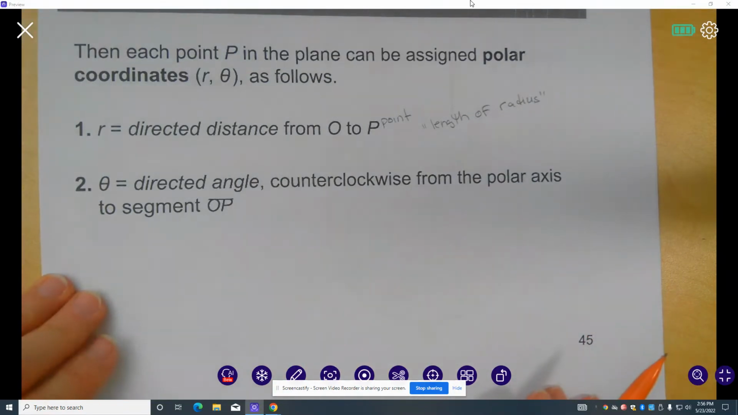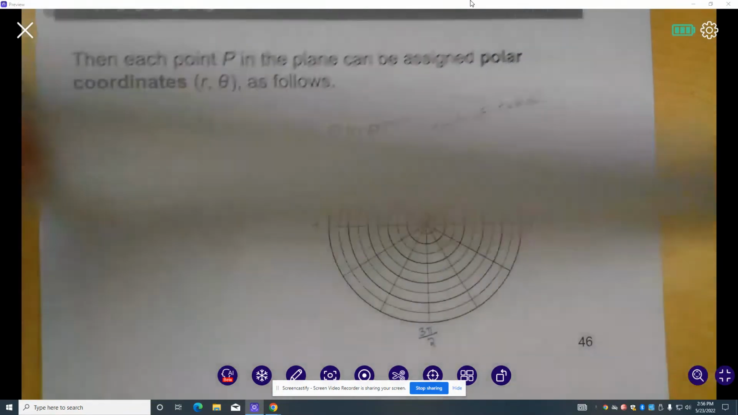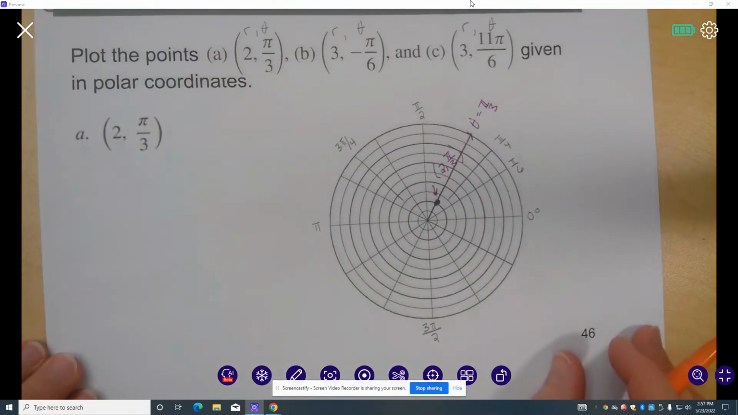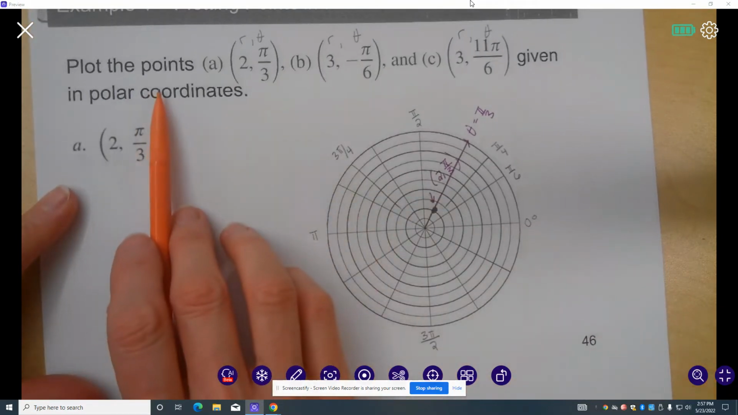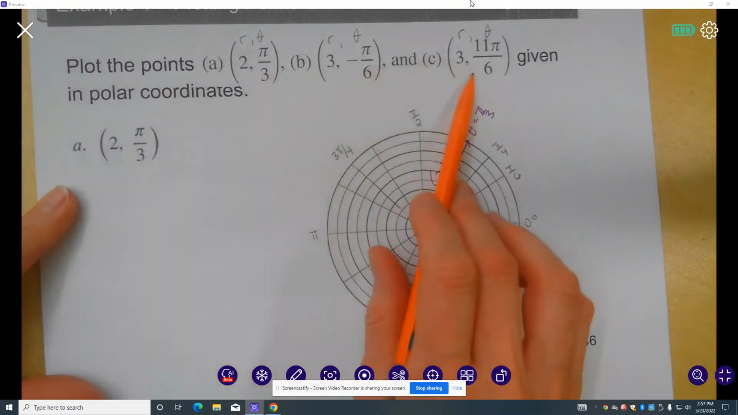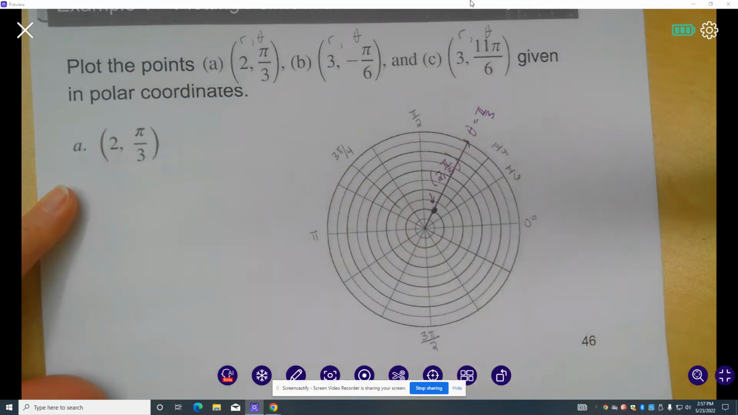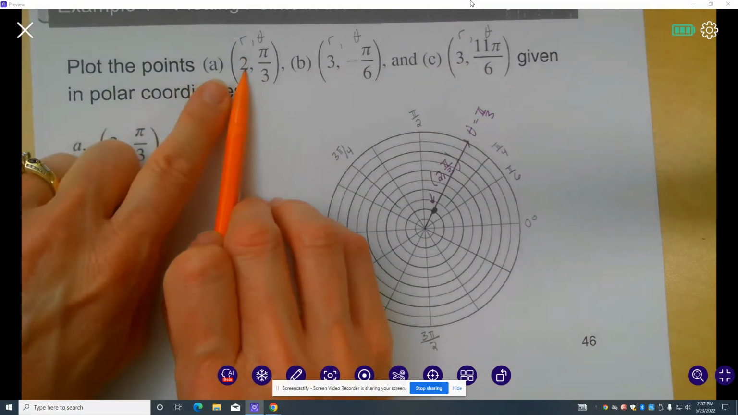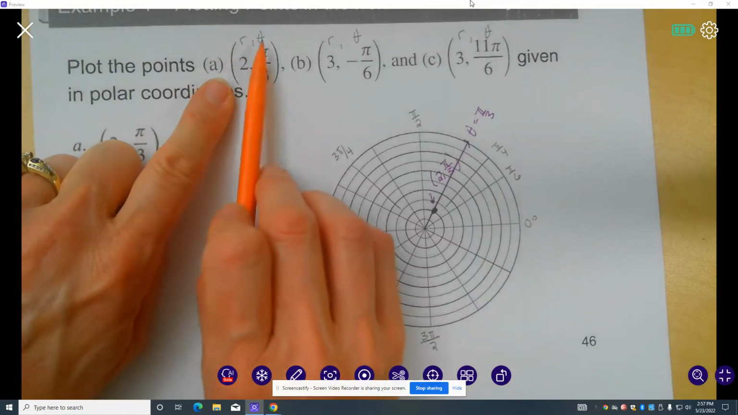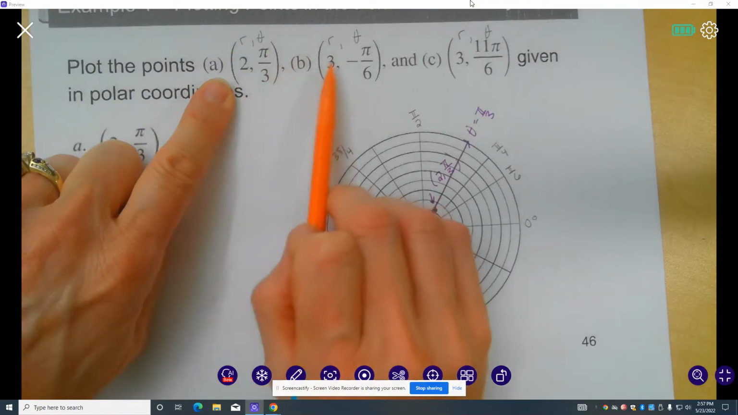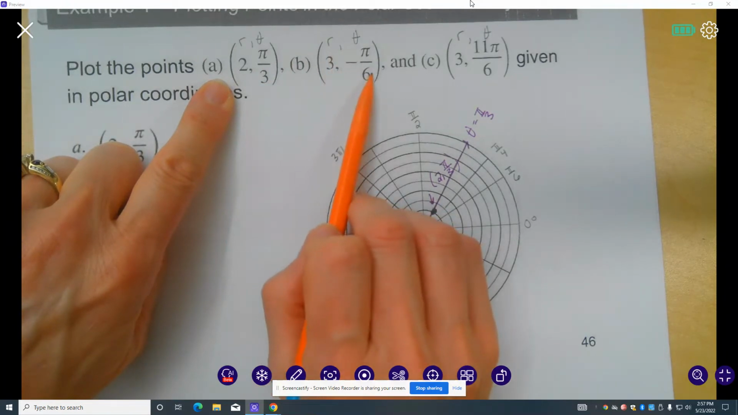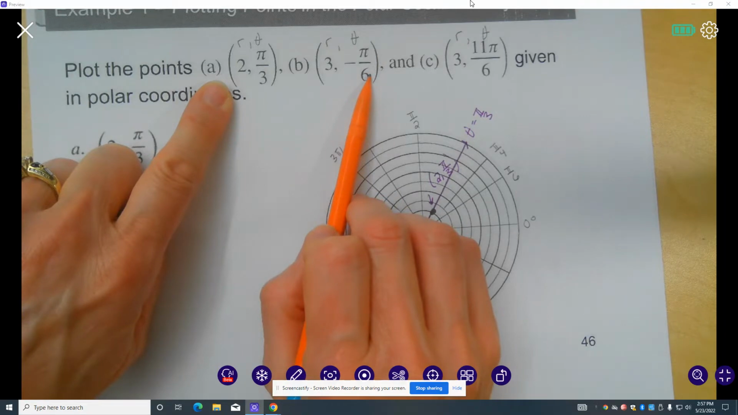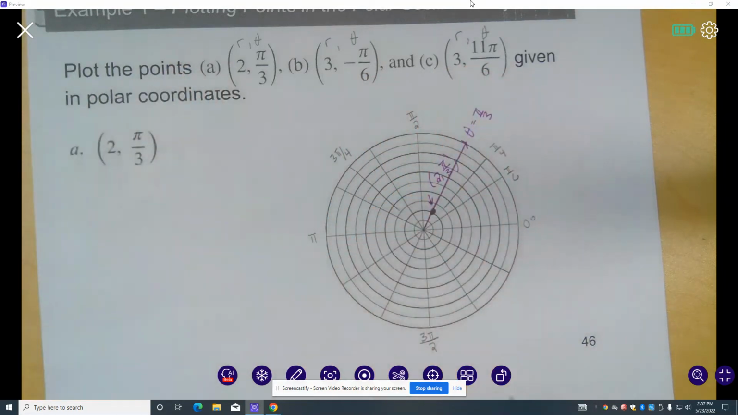I recommend you pause the video to get some of this stuff in your notes. I'm going quickly so that your video isn't too long. So example 1, they're telling us to plot these points, A, B, and C. I'm going to do them each on a separate polar grid. So remember, this represents R, and the pi over 3 is my angle. This represents the length of R, and the negative pi over 6 is my angle. So each of these are R comma theta.